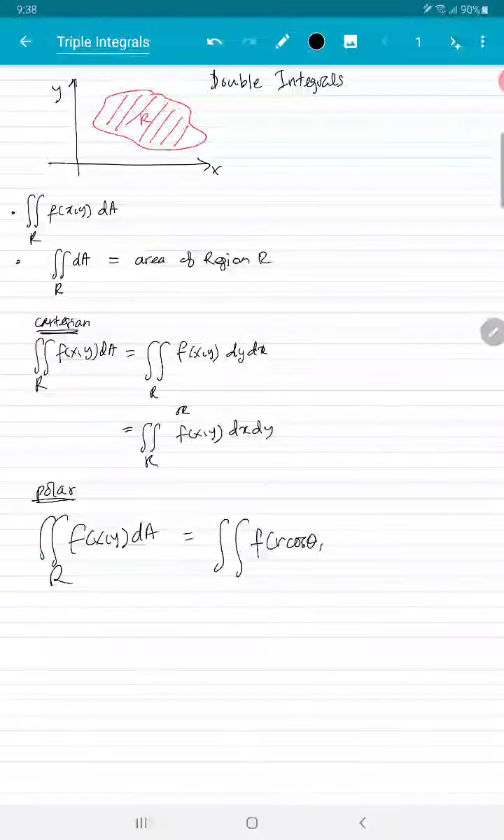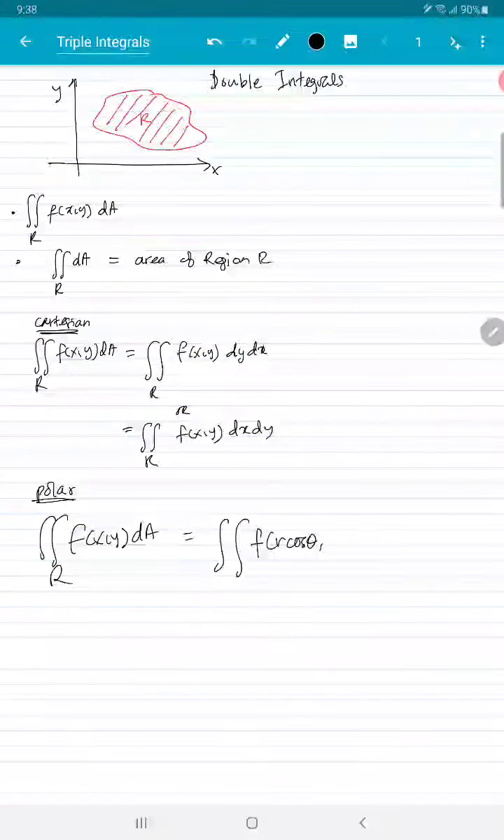Here z is not from a constant to a constant. The lowest value for z is not a constant, but a function of x and y. This is the lower limit for z, because it's the one at the bottom. And here we have another surface, governed by an equation that is also a function of x and y.